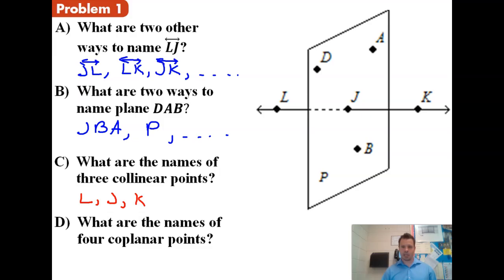All right, last one then, D: what are the names of 4 coplanar points? In other words, 4 points on the same plane. Well, my plane P here has 1, 2, 3, 4 points on it. So those are my 4 coplanar points. We'll say D, comma, A, comma, J, comma, B would be the 4 coplanar points.